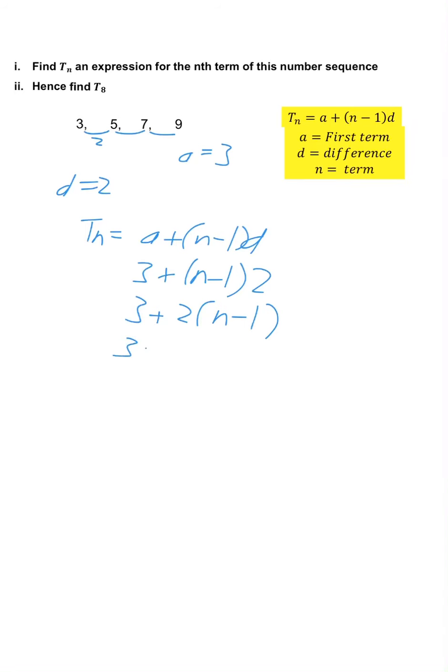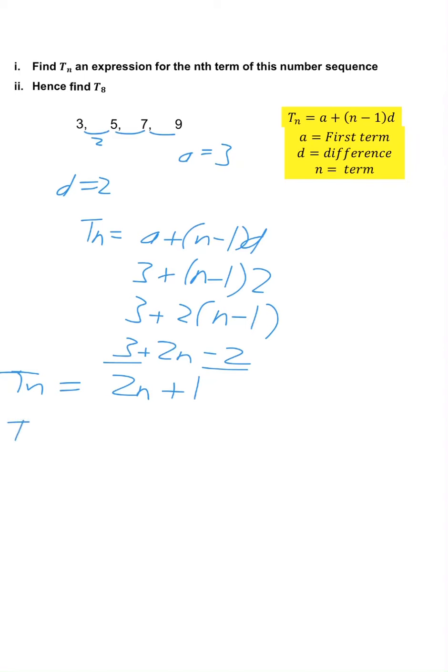Then we'll have 3 plus 2 times n is 2n. 2 times minus 1 would be minus 2. Simplify here, so we'll have 2n, then 3 minus 2 will be plus 1. So Tn is equal to 2n plus 1.